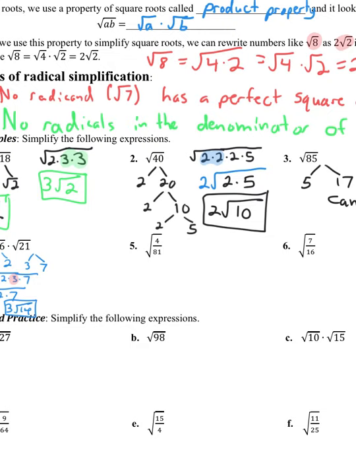Problem number 5, whenever we see a radical like this, we can technically rewrite that as square root of 4 divided by square root of 81. And we'll see that we have a radical in the denominator there. And we don't like radicals in denominators, but thankfully for this one, 4 is a perfect square. So square root of 4 is 2. 81 is a perfect square. That's 9. So this simplifies to 2/9.